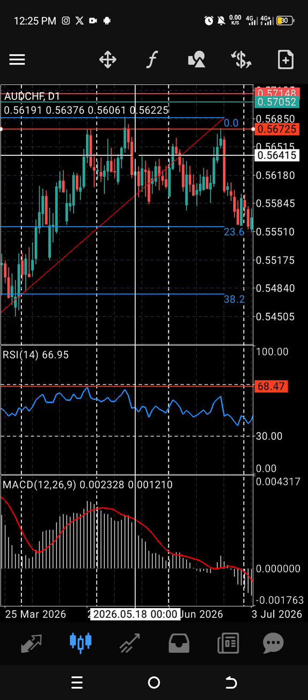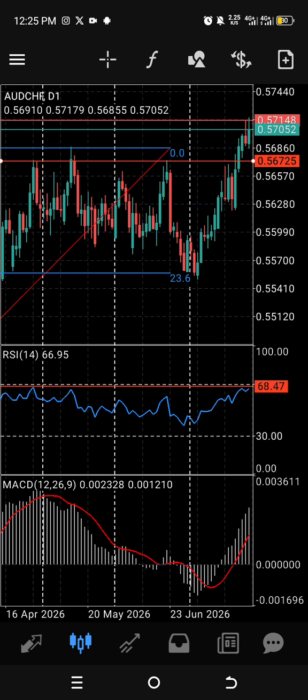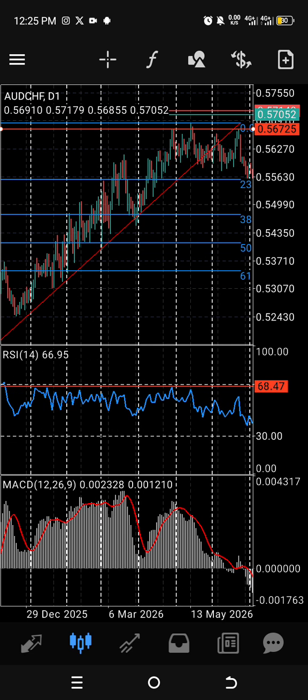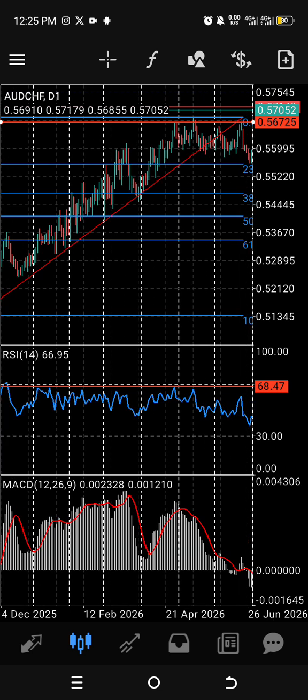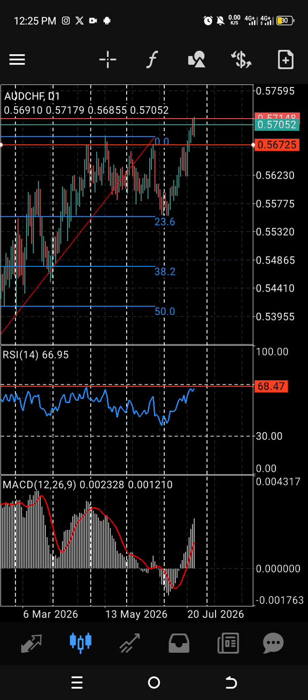I will now draw my Fibonacci. The main trend is an uptrend, so we are going to draw our Fibonacci from the low to the high. We will now be looking for a bounce on all these levels. We have different levels here: 23, 32, 50, 60, and the 100 level, which is the down one like this. So we're looking for a bounce.